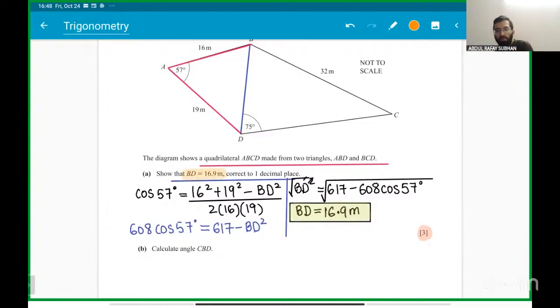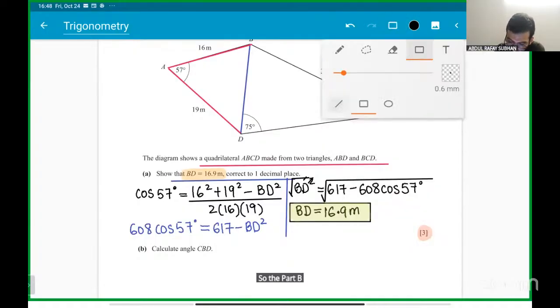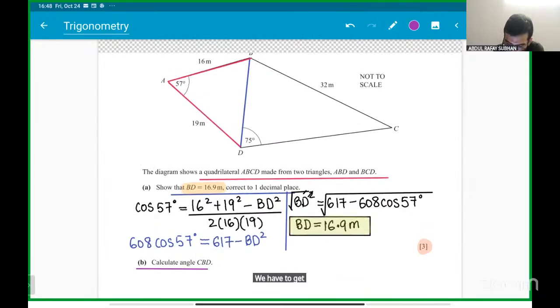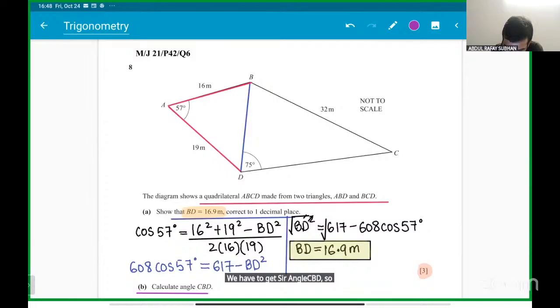So we got BD equals 16.9 meters, correct to one decimal place. Then we have to calculate angle CBD. Part B is an application revision of the sine rule. We have to get angle CBD, so angle CBD is this angle, please understand.